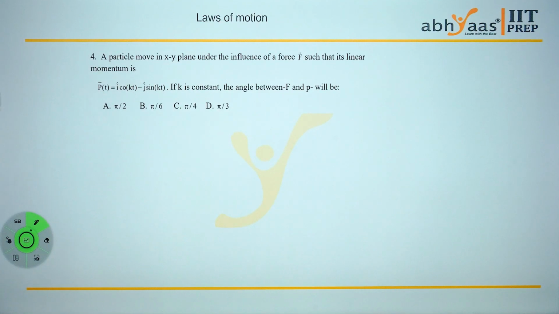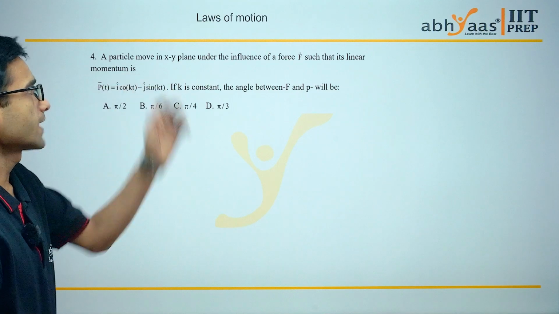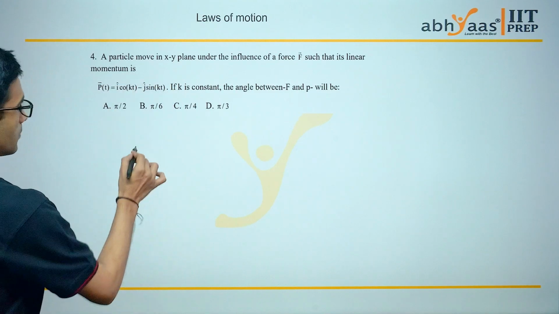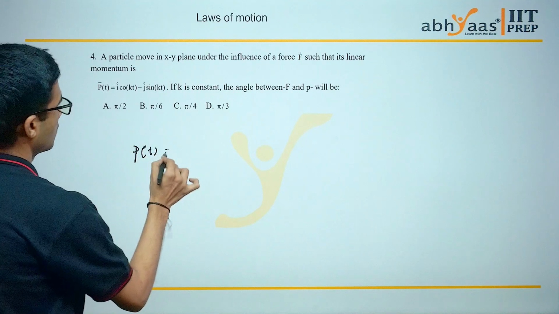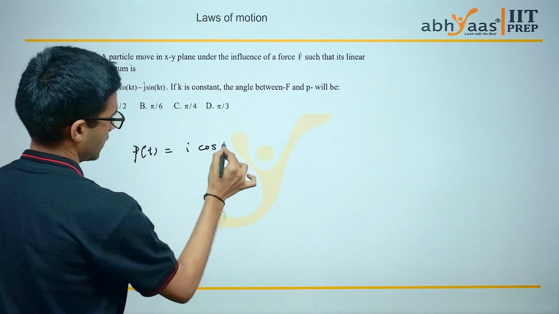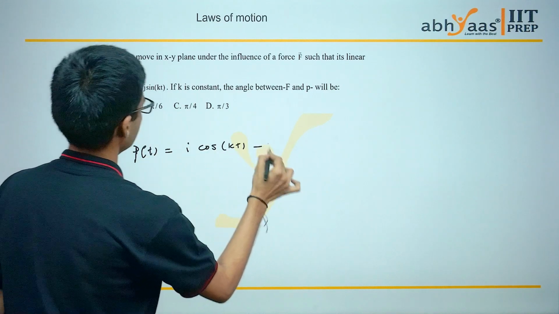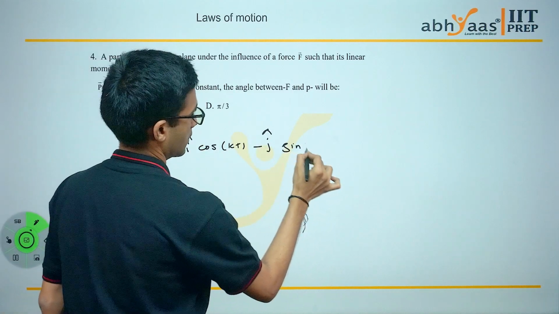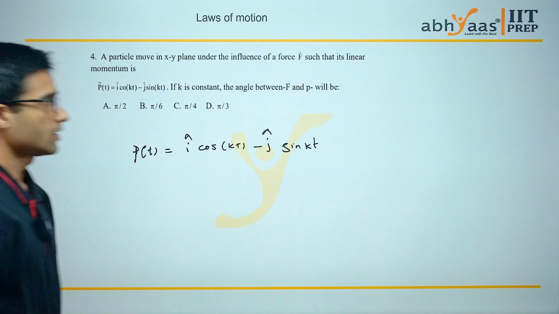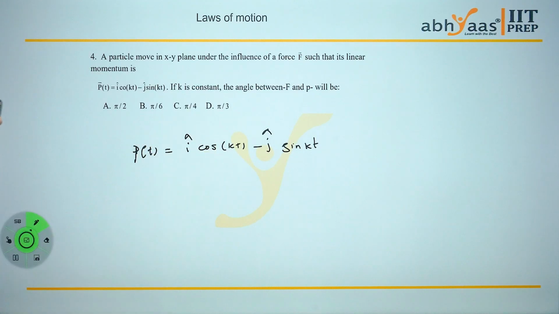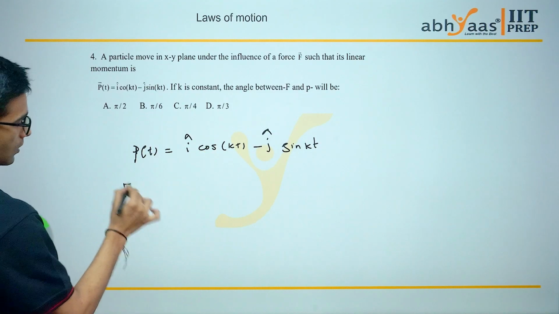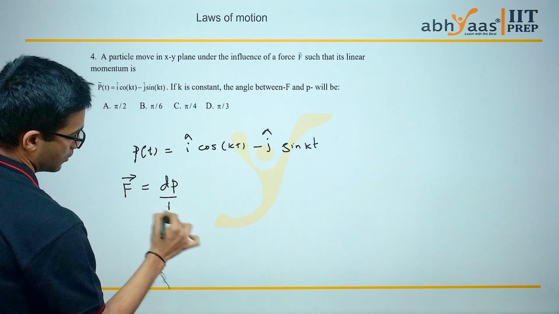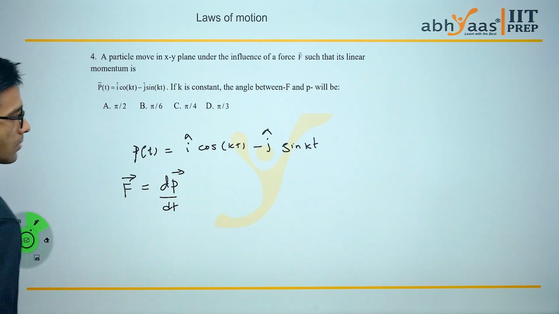So another one, if you observe here, the particle moves in the xy plane under the influence of force F such that the linear momentum is P of t equal to i cos kt minus j sin kt. Here, what is the force? What is the angle between force and momentum? From Newton's second law, F is equal to dp by dt. So here F bar equal to dp bar by dt.